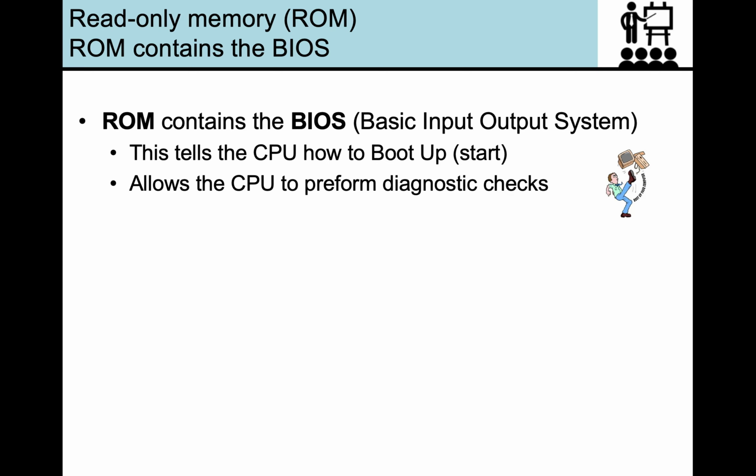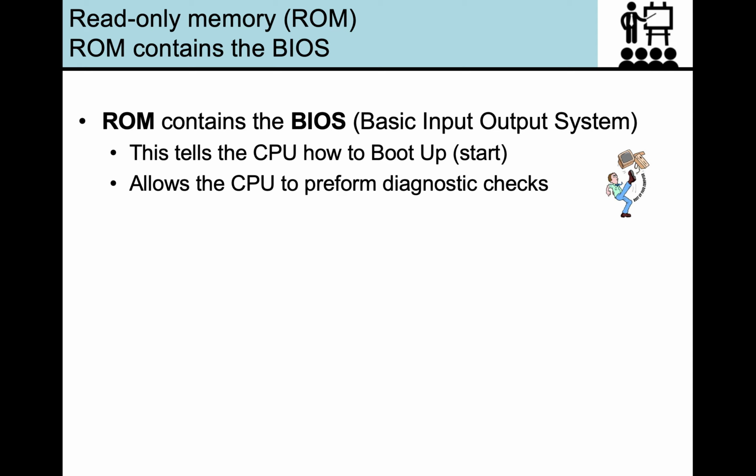Kind of like when you wake up in the morning and you need to figure out, well, where are my arms? Where are my eyes? Okay, I can see things, I can hear things, I know where I am. And then you can start actually doing things like getting dressed and brushing your teeth. And that's what ROM does. It holds those really simple instructions that tell the computer, these are your basic inputs and outputs, and these are all the checks to make sure that you're running correctly.